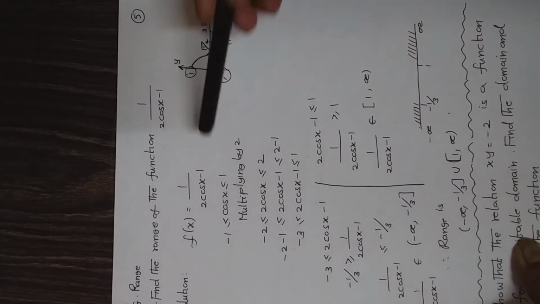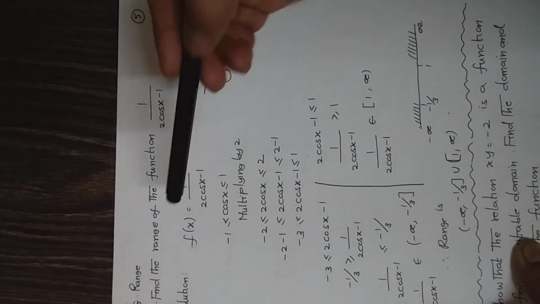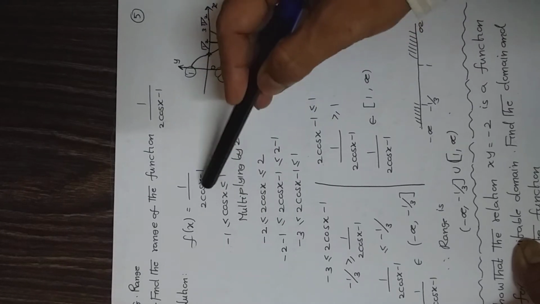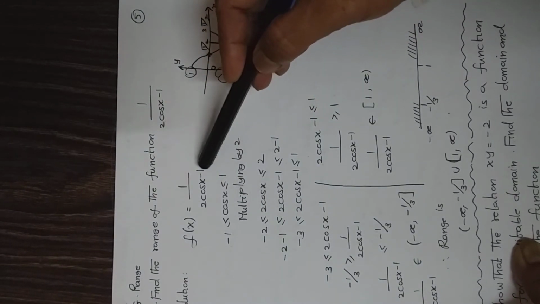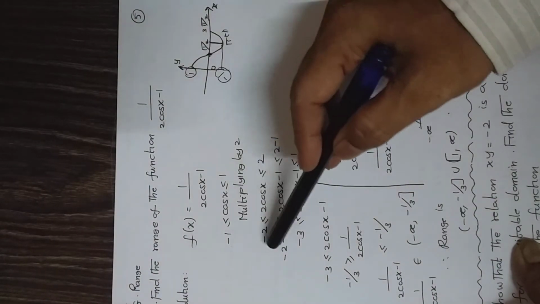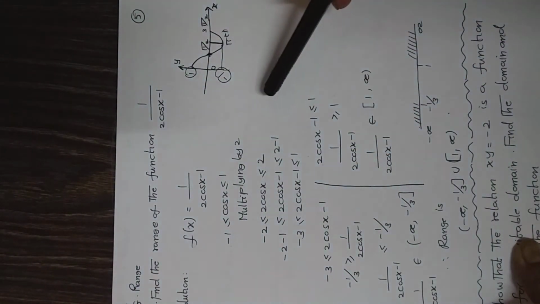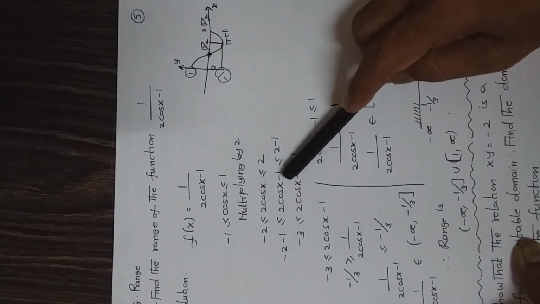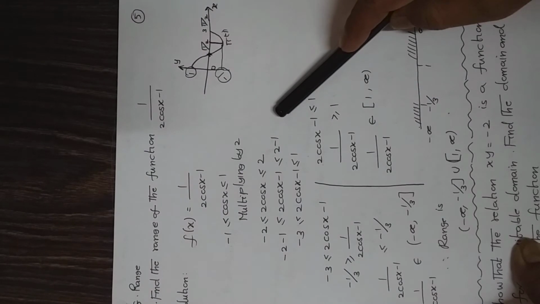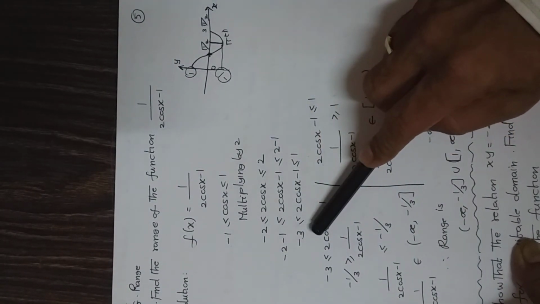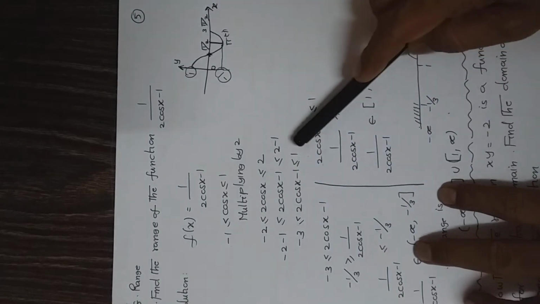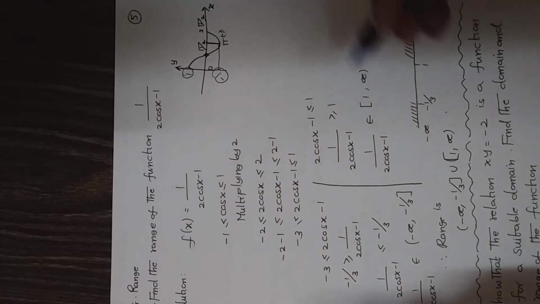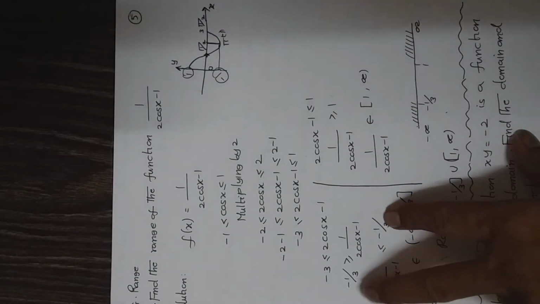Again, in this question it is 2 cos x minus 1. Here you got minus 2, and 2 cos x we already got. But minus 1 is to be subtracted, so you have to subtract 1 throughout this inequality. So it becomes minus 2 minus 1 less than or equal to 2 cos x minus 1 less than or equal to 2 minus 1. So minus 3 less than or equal to 2 cos x minus 1 less than or equal to 1. I am considering this as 2 intervals, then we will get the range value.